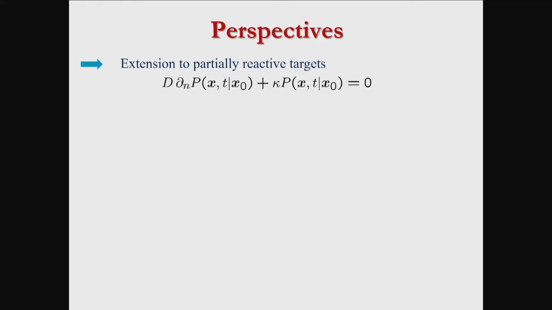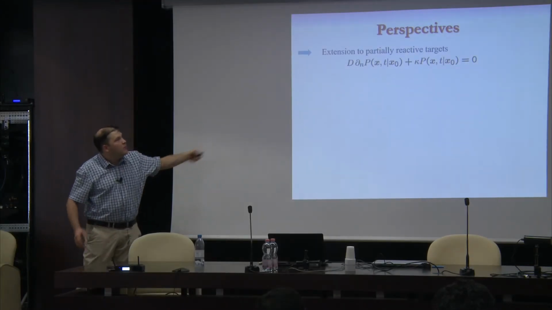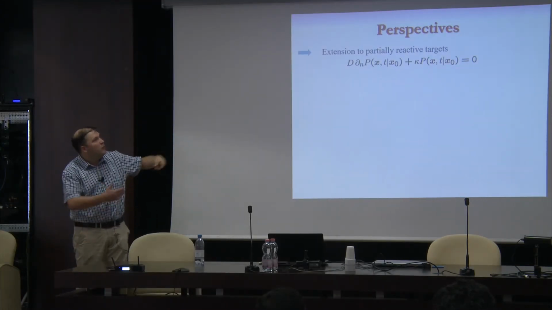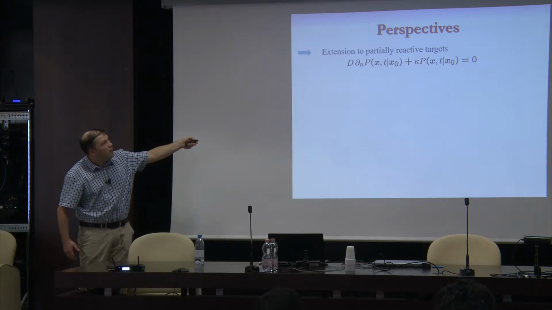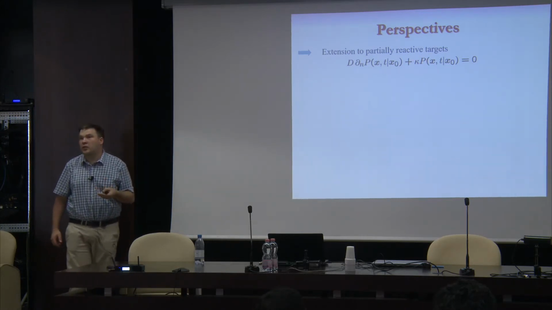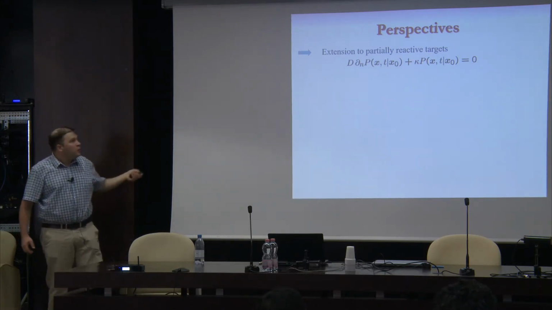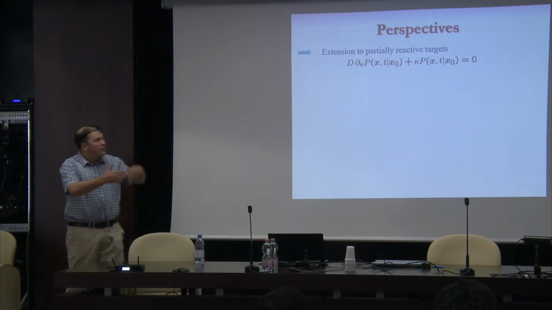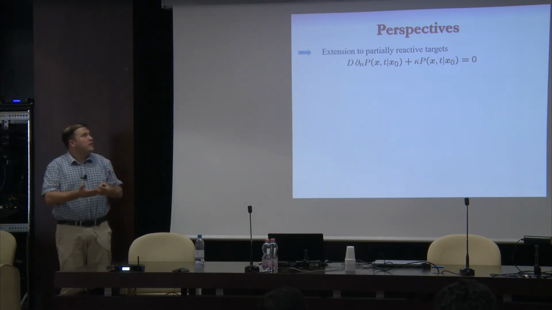is to replace the Dirichlet boundary condition on the target by the Robin boundary condition. This condition essentially states that on the target, the diffusive flux of particles toward the target is equal to some chemical flux, a chemical reaction on the particle, and here kappa is the reactivity of the target. Naturally, you can then integrate and implement it, and you will see that the effect of this reactivity can in some cases be dramatic.